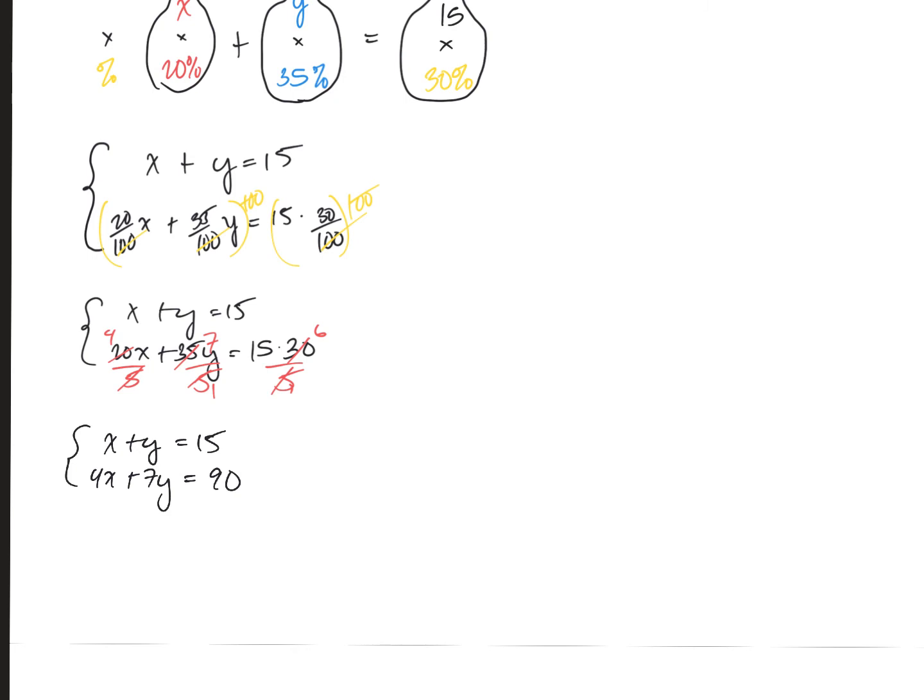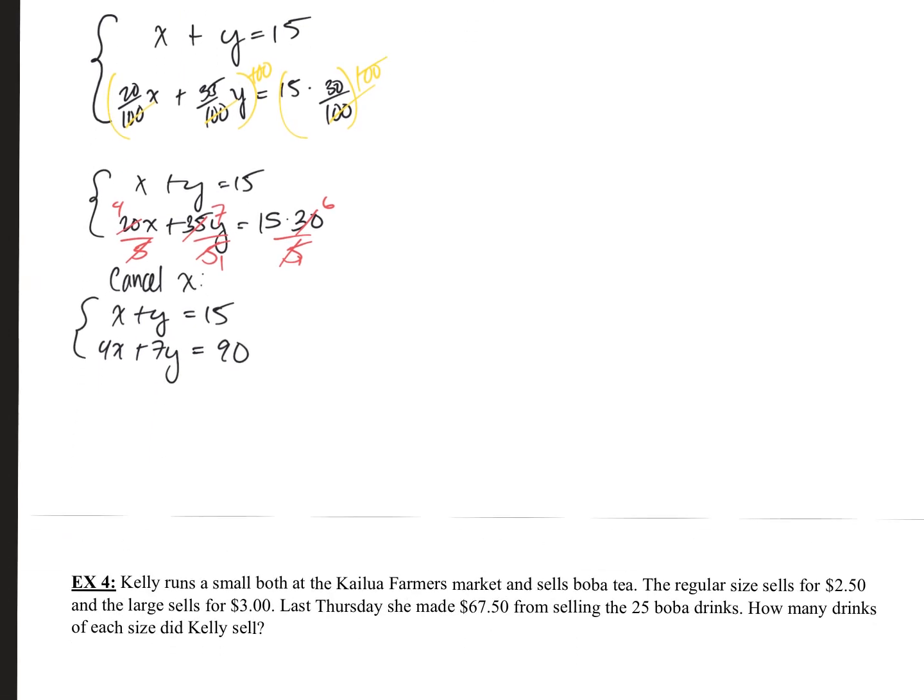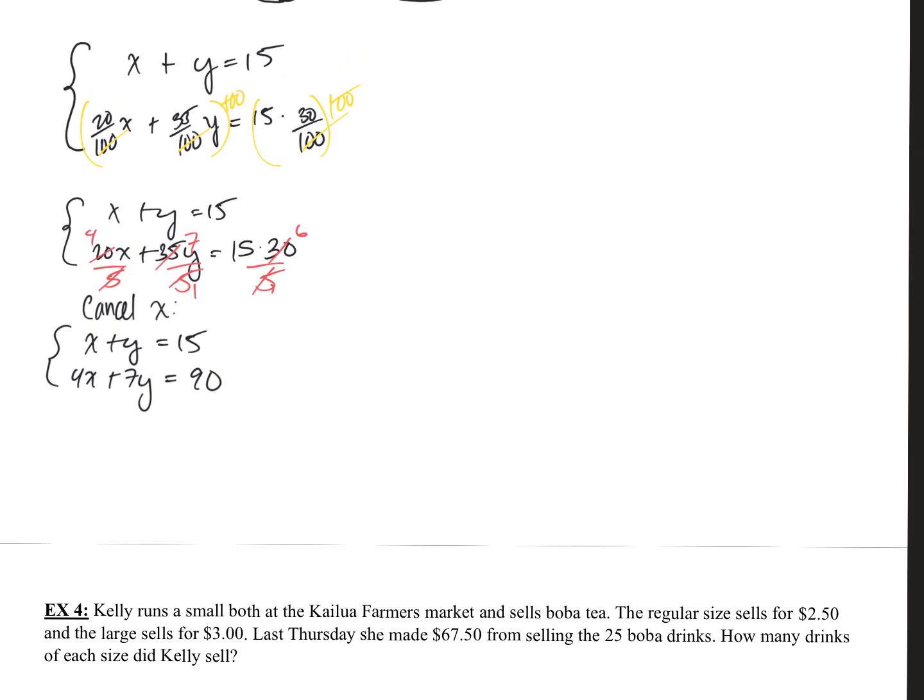The plan is, which one should we cancel? As usual, I like to pick the one that has the smallest numbers in front of it, which looks like the x's since it's a 1 and a 4. So we're going to go ahead and cancel x. In order to cancel x, we need to make them the same. Since one of them is already just a 1, let's go ahead and make them both a 4x. Did you guess that? Hopefully.